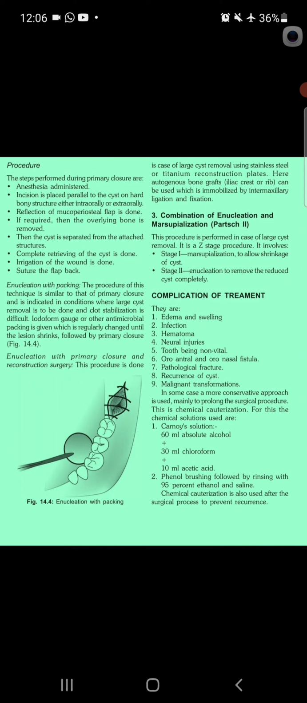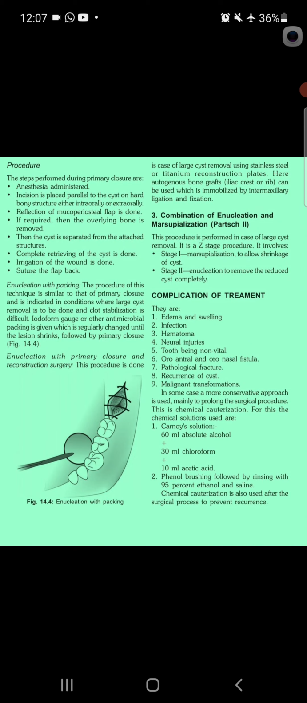This is chemical cauterization. This is a new technique in treatment of cyst, which is the chemical cauterization. For this, the chemical solutions used are, number 1, Carnoy's solution, which is very important. Its composition: 60 ml absolute alcohol plus 30 ml chloroform plus 10 ml acetic acid, means 60, 30, 10. Second is the phenol brushing followed by rinsing with 95% ethanol and saline.